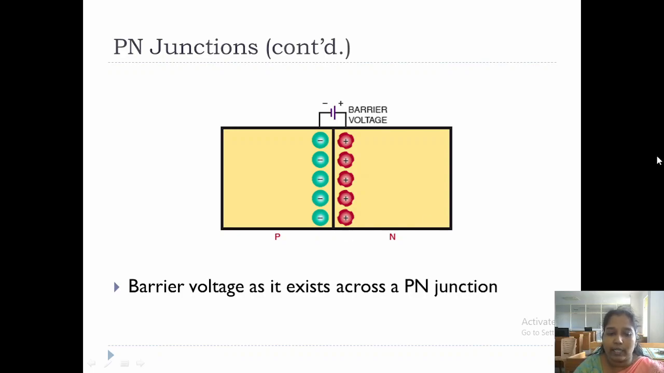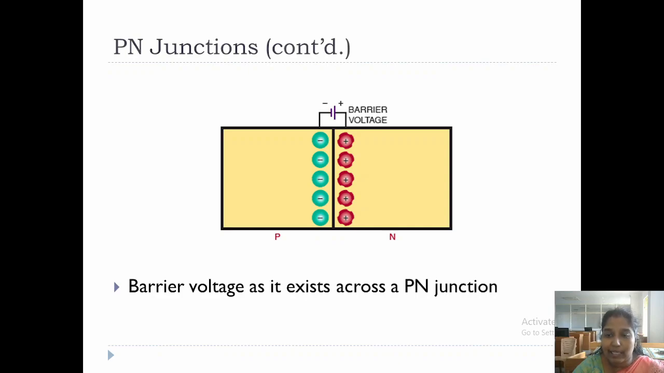Here, for silicon, this built-in potential or barrier potential is 0.7 volt, and for germanium it is roughly 0.3 volt. To be precise, the free charge carriers, the majority carriers in both regions, have to overcome this barrier potential to cross the depletion region. And only a few majority carriers are able to cross this barrier whenever there is no external biasing.